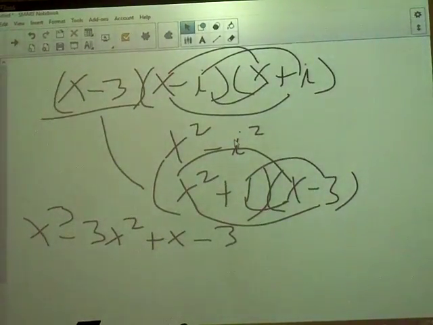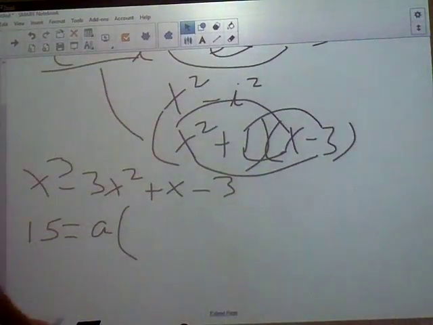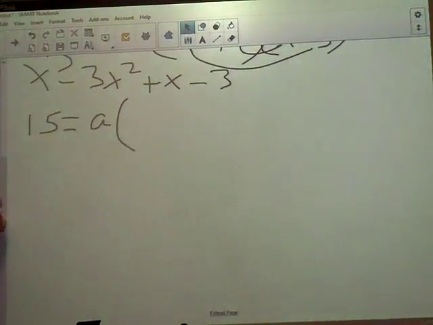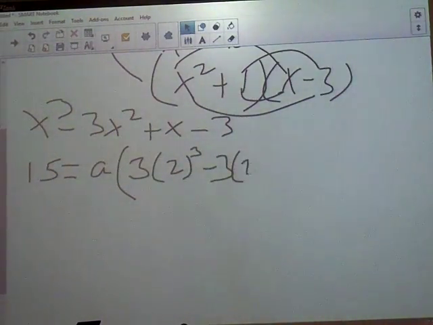Okay, now this is like that question that we had earlier where we got to figure out what the a is. It says f of 2 is equal to 15. So I'm going to say 15 equals a, and I'm going to plug a 2 in for all those x's, because it said f of 2, so that's what I'm plugging in. So I got 3 times 2 cubed minus 3 times 2 squared plus 2 minus 3.